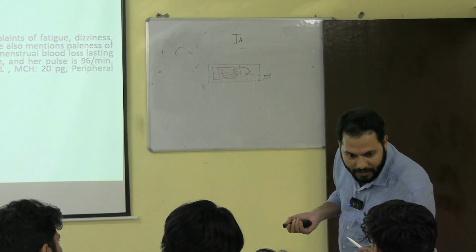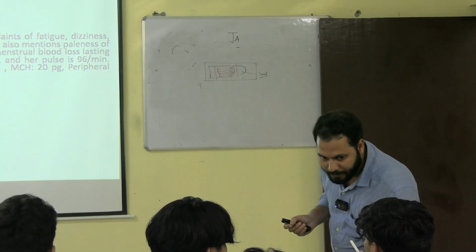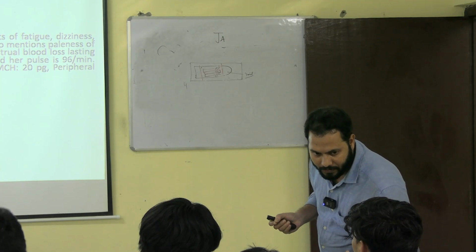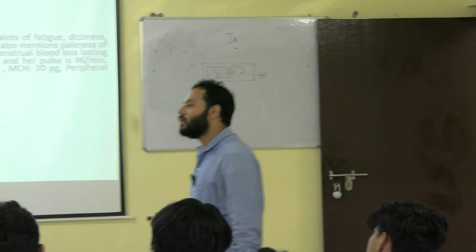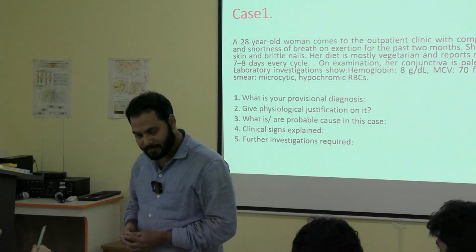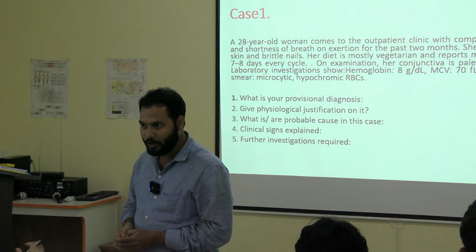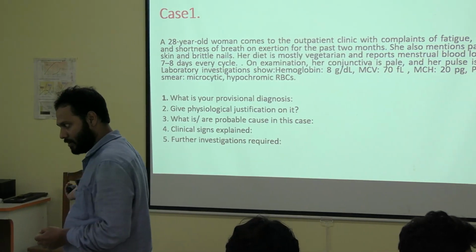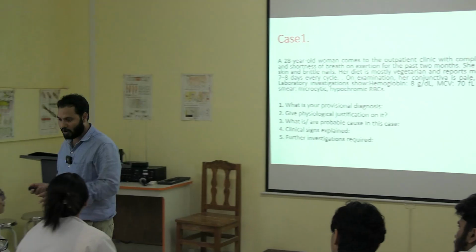What is MCV? What is MCV? No idea. No issue. So what does it mean? RBC volume. Red cell volume. So red cell volume is not normal, less than normal. Now can you justify why it is called anemia?